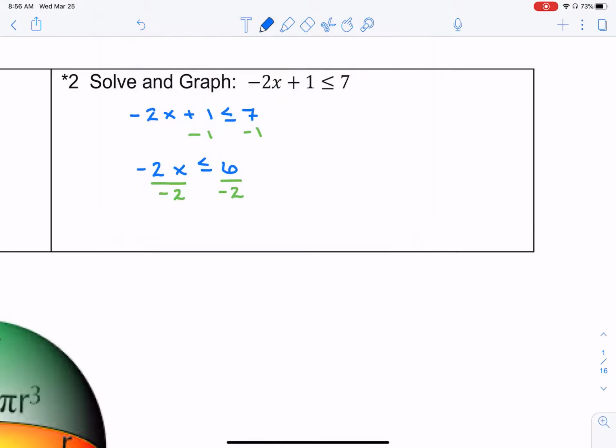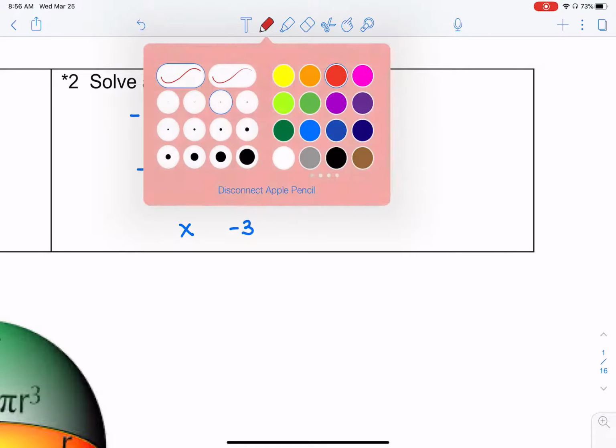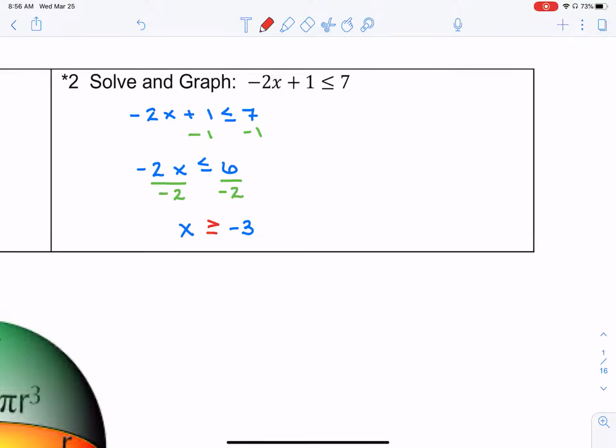And right there is the alarm going off because we are dividing by a negative. The left side is just x, the right side is negative 3, and this is where that flip takes place of the inequality symbol. So we are left with x is greater than or equal to negative 3.